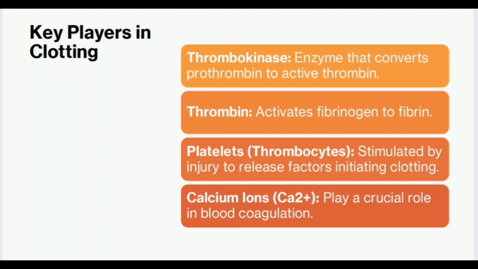Last one is the calcium ions. They play a crucial role in blood coagulation. In the presence of calcium ions and the other clotting factors, prothrombinase activates an enzyme called prothrombin activator. This enzyme then converts the protein prothrombin into thrombin, and thrombin is an enzyme that in turn converts fibrinogen to fibrin, which causes the blood clot.